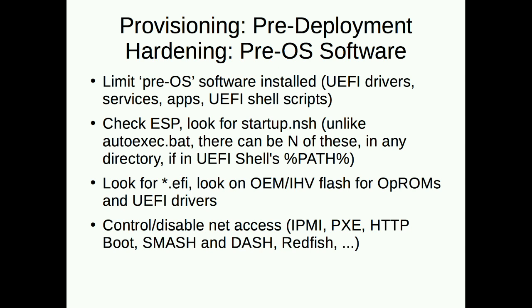Don't have extra apps. So the ESP is the EFI system partition. That's that FAT-based partition on your boot drive that contains the EFI binaries. So look on that thing to see if you've got CPython or an infected version of CPython or some startup.nsh files that load a bunch of weird things that you may not want to have. If you're able to, enumerate all the option ROMs you have in your system, how many PCI cards you have. Smash and Dash are similar to Redfish and IPMI. They're DMTF. Smash is for servers, Dash is for desktops.